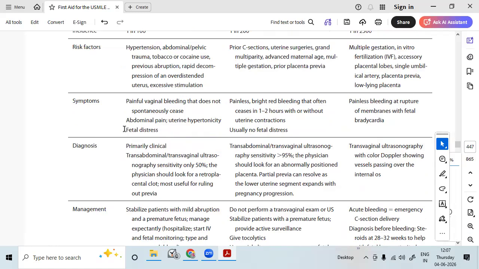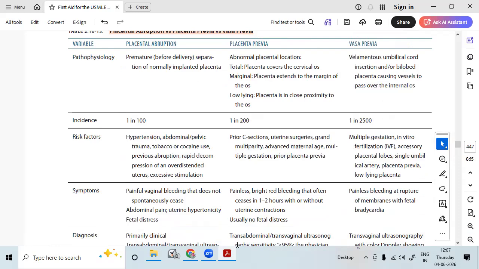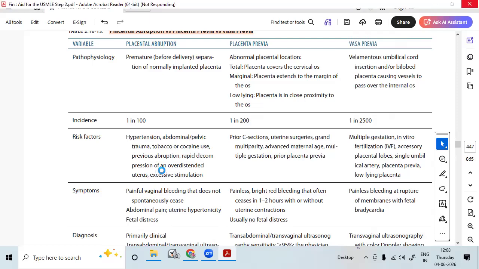Symptoms. Okay, risk factors of placental abruption will be hypertension, abdominal or pelvic trauma, tobacco, cocaine use, previous abruption, rapid decompression of an over-distended uterus, and excessive stimulation. For placenta previa: prior C-section, uterine surgeries, grand multiparity, advanced maternal age, multiple gestation, and prior placenta previa. So all of these uterine abnormalities are risk factors in placenta previa.